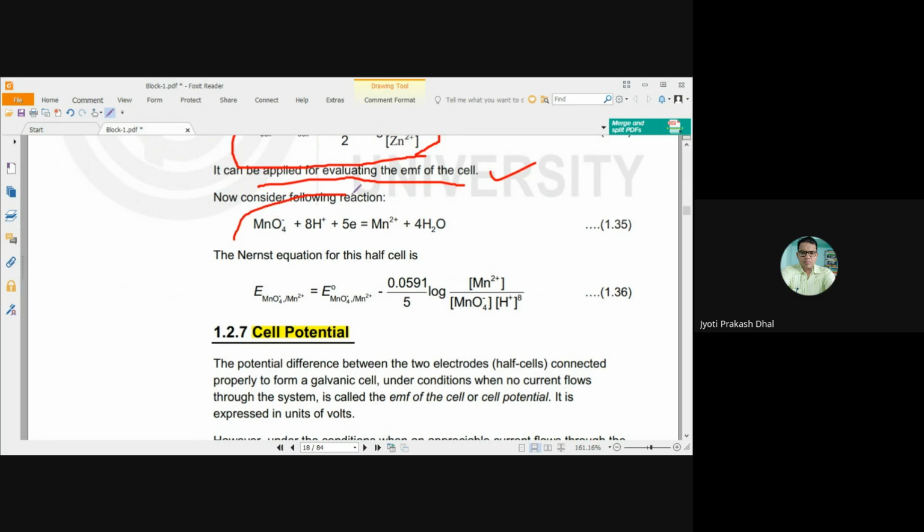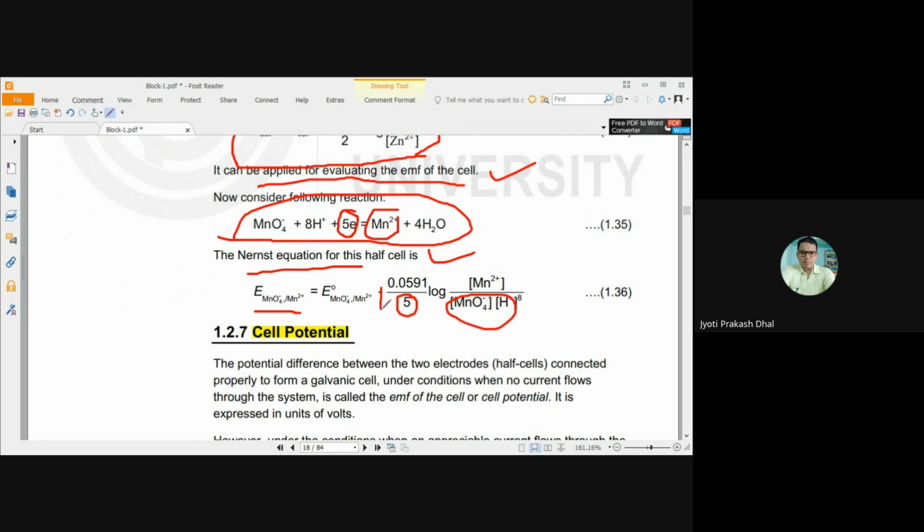Now, there is another example. Consider the following reaction: MnO4 minus plus 8H plus plus 5 electrons forms Mn2 plus plus 4 water. Here the Nernst equation for this half cell can be written as E of MnO4 minus/Mn2 plus equals E naught minus. Here you can see as 5 electrons are transferred, in place of n we are putting 5. Minus 0.0591 by 5 log of the concentration of the product divided by the concentration of the reactants. So here a negative sign is there.